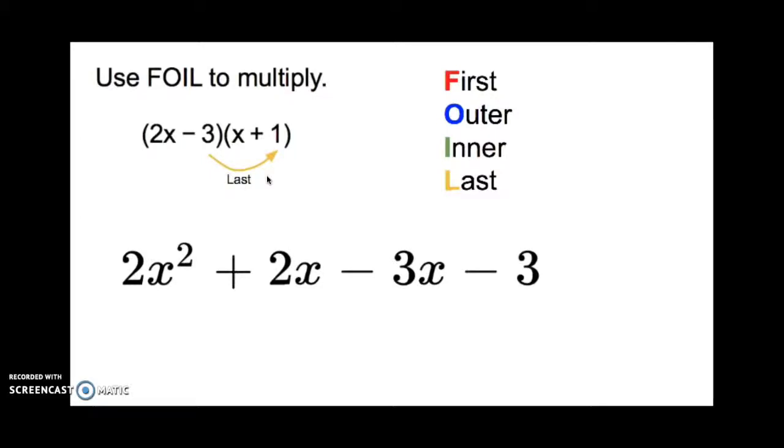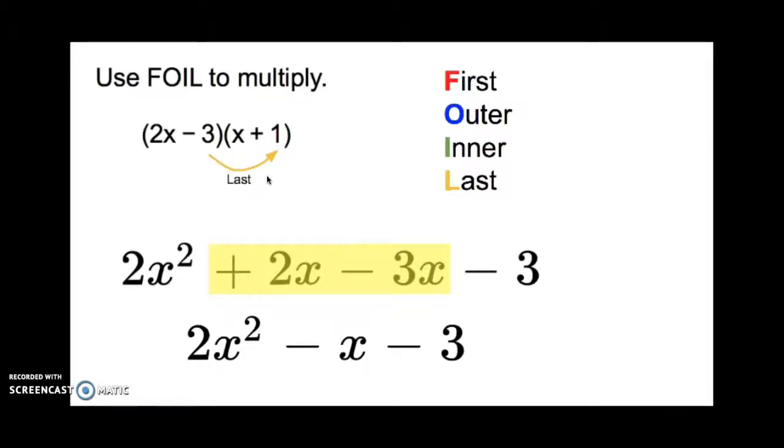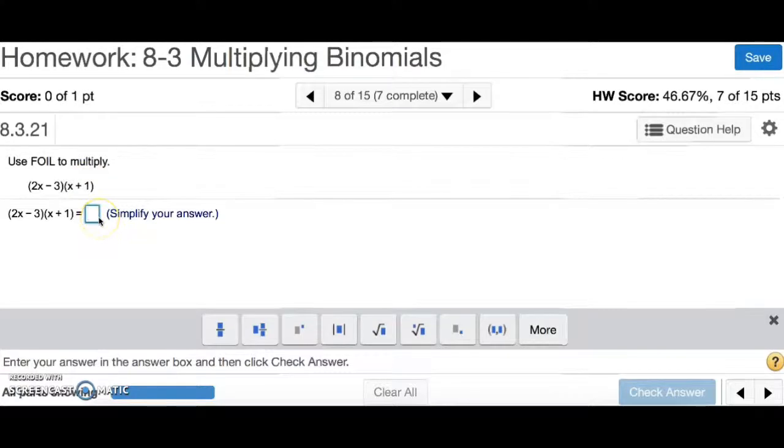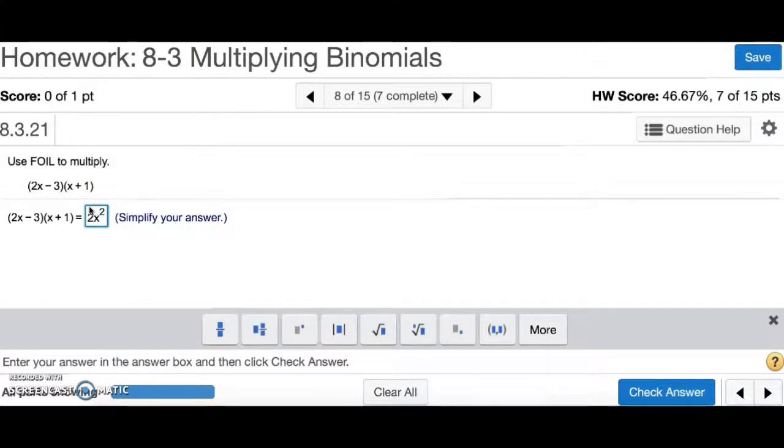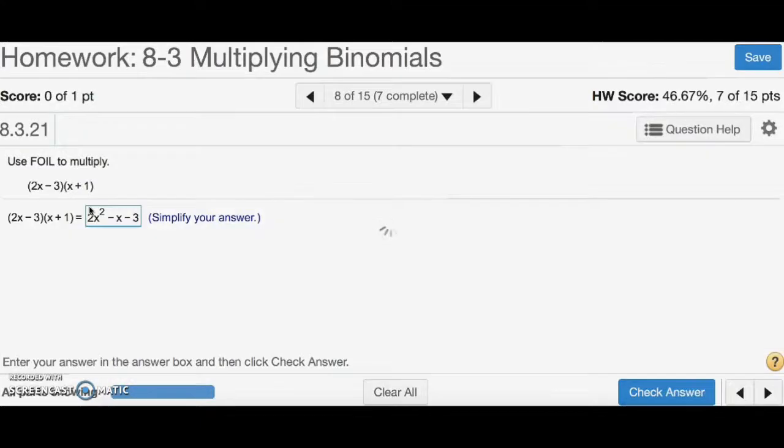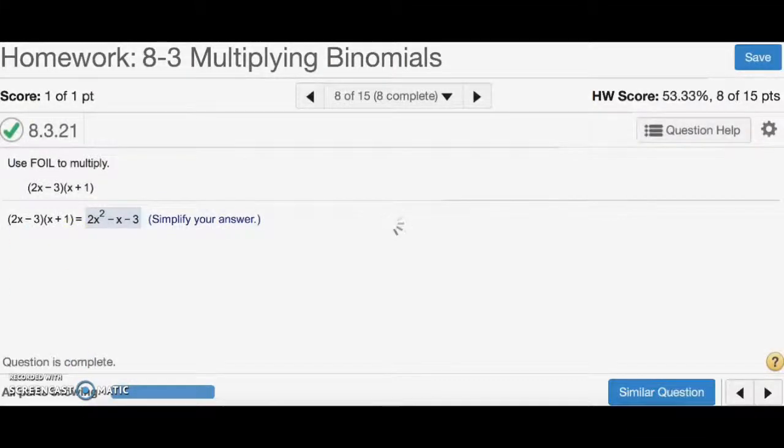Our like terms are 2x and negative 3x. Combine them, we get negative x. So my answer is going to be 2x squared minus x minus 3. So let's put that in. Putting it in, I have 2x squared minus x minus 3. And that's number 8.